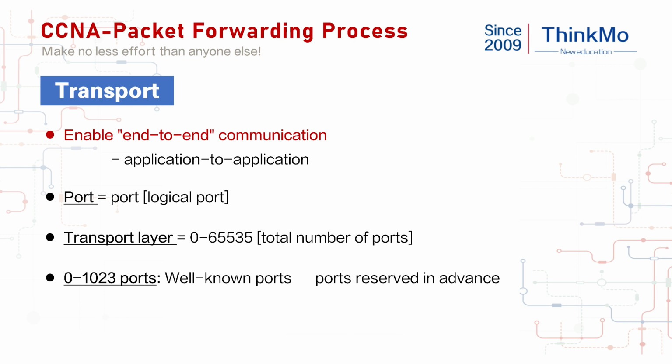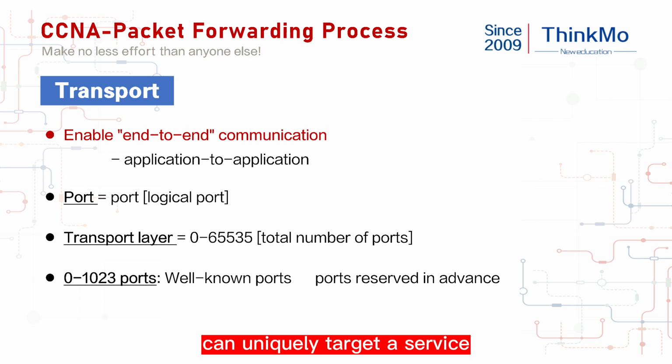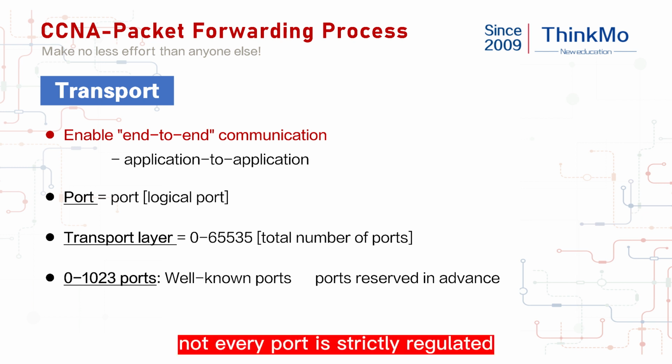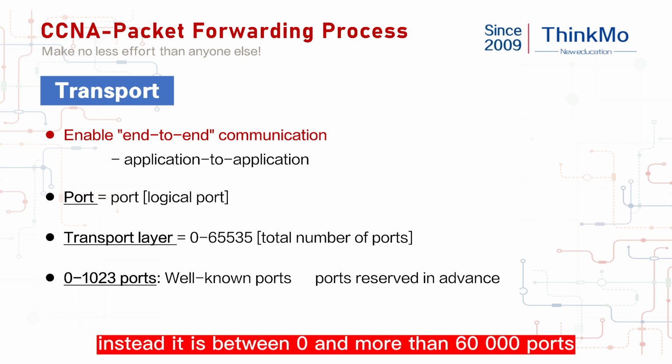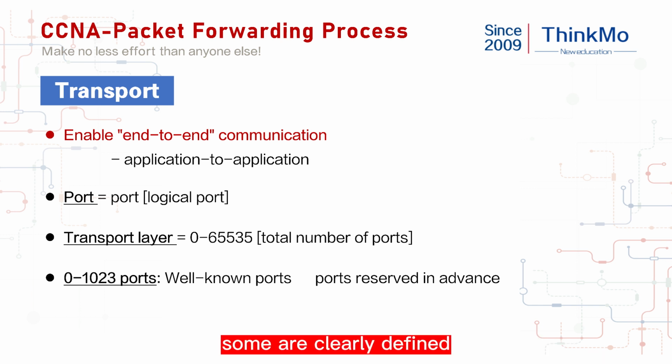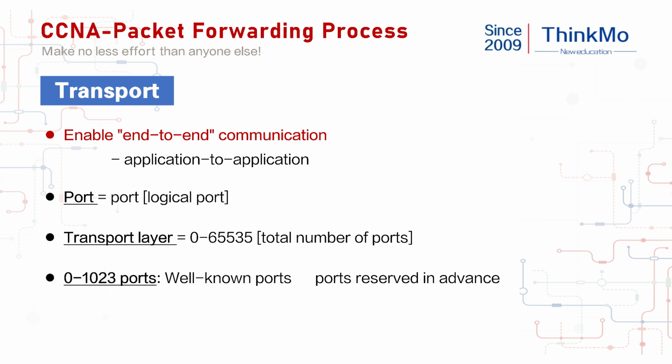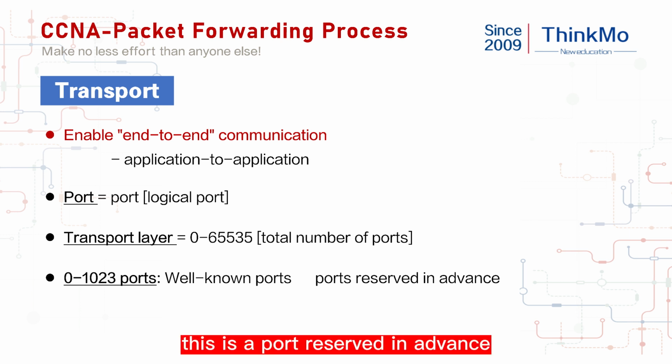Then each port can uniquely target a service. But not every port is random, and not every port is strictly regulated. Among the more than 60,000 ports, some are clearly defined. Ports from 0 to 1023 cannot be used at will. Ports 0 to 1023 are called well-known ports. They cannot be used casually. These are ports reserved in advance.